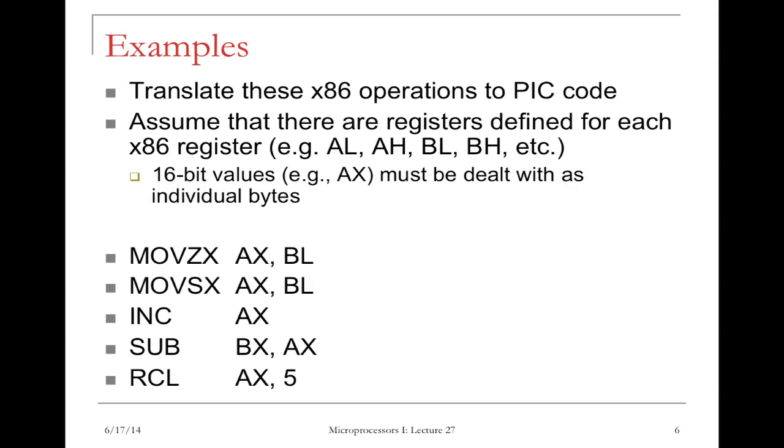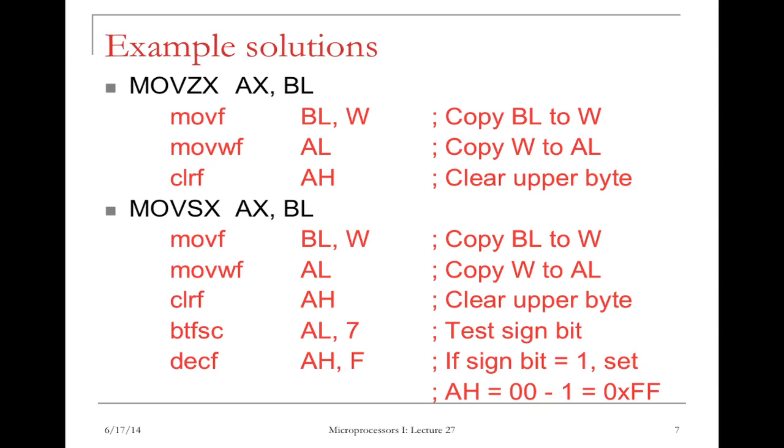Now we have a few more examples. I'll just go straight into the solutions. First example is MOVZX AX, BL. This is to do the 0 extension. Remember? MOVZX, BL. This is to do 0 extension. So essentially we're going to copy the value of BL into the lower half of AX, and the upper half are all going to be zeros. That's the 0 extension.